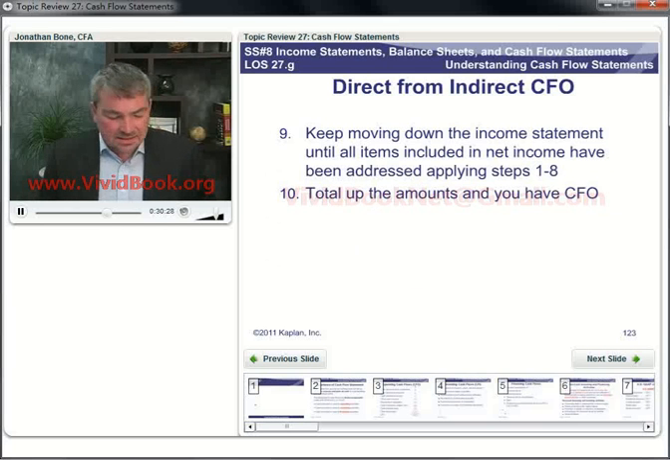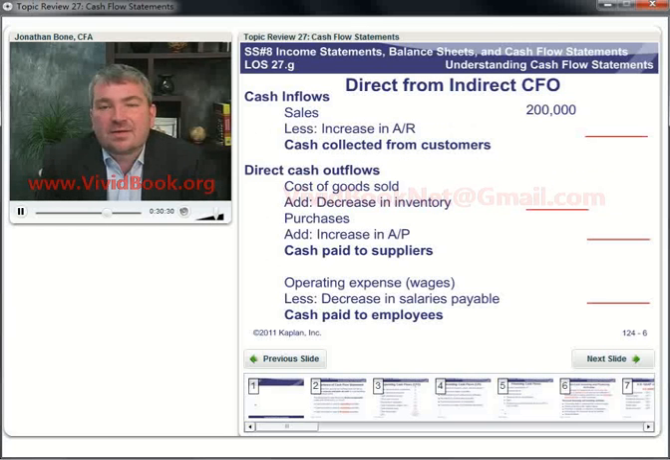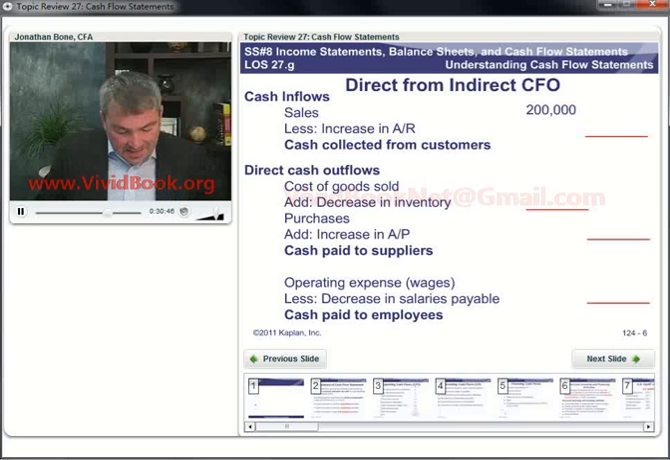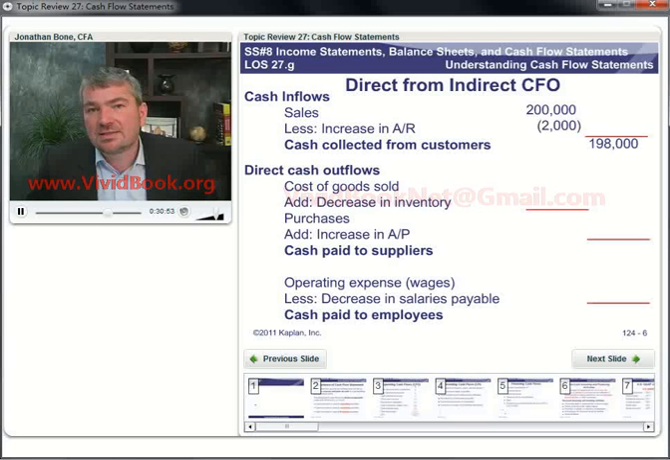So let's start our process. Starting at the top of the income statement, our sales figure of 200,000, into the balance sheet to look for any asset that relates to sales, and of course it's our accounts receivable. And if we remember from earlier, our accounts receivable had changed from 18 up to 20, a 2,000 increase, so deduct. That gives us the cash collected from our customers of 198,000.